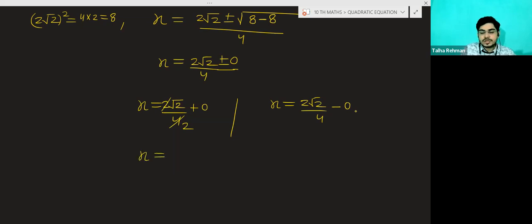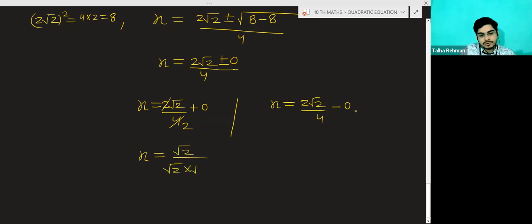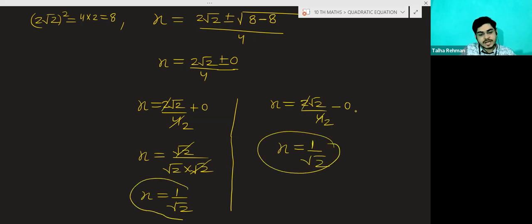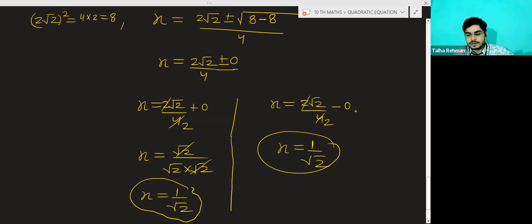x is equal to 2 can be written as root 2 multiplied by root 2. So 1 root 2 is cancelled out. So x is equal to 1 by root 2. Here also same condition. This will be cancelled out. And here also you will get 1 by root 2. So here we are getting 2 equal roots.